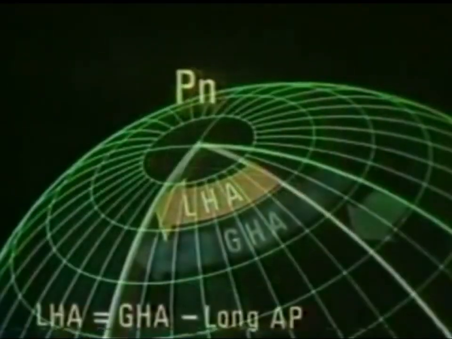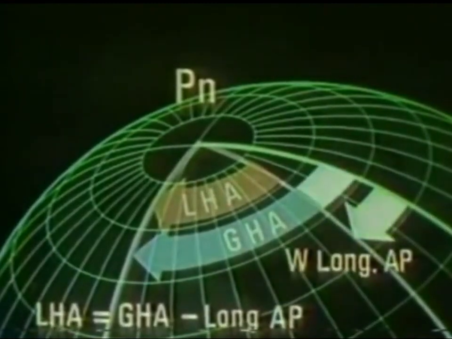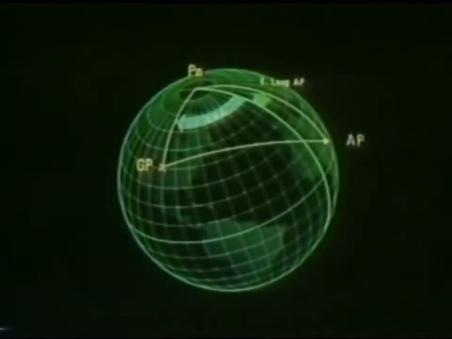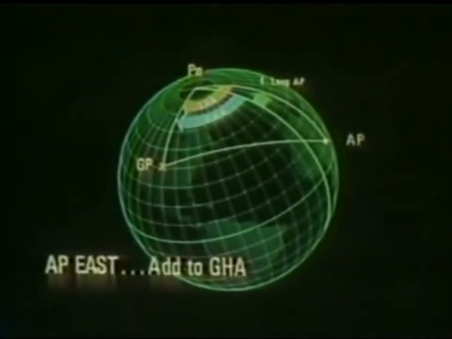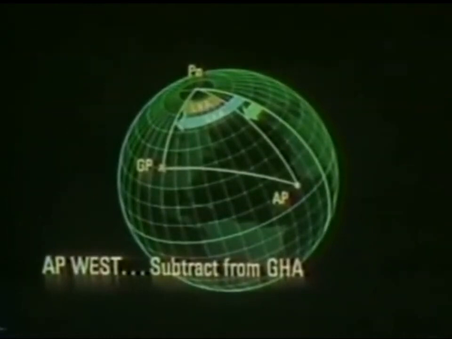In this situation, LHA of the celestial body equals its GHA minus the longitude of your AP. If your AP were here, east of the prime celestial meridian, you would add the longitude of your assumed position to the GHA of the celestial body to get the LHA. So if your AP is east longitude, you add the longitude to GHA to get LHA. If it is west longitude, you subtract longitude from GHA to get the LHA of the body.